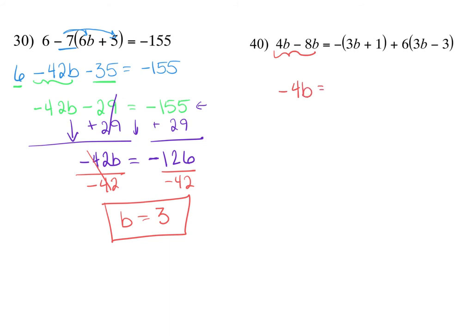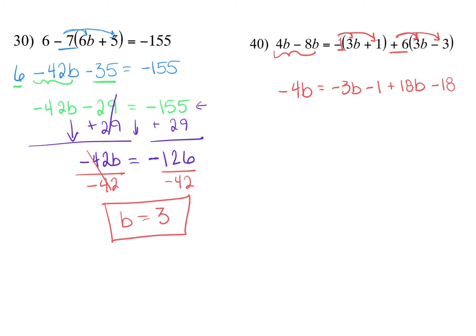On the right-hand side, I need to do distribution and combining terms. Remember, a negative just means a negative 1. Negative 1 times positive 3b is negative 3b. Negative 1 times positive 1 is negative 1. I also have to distribute the positive 6. 6 times 3b is positive 18b. Positive 6 times negative 3 is negative 18.